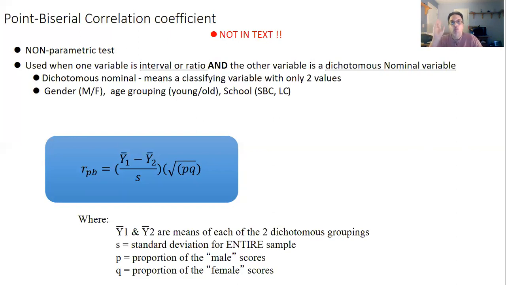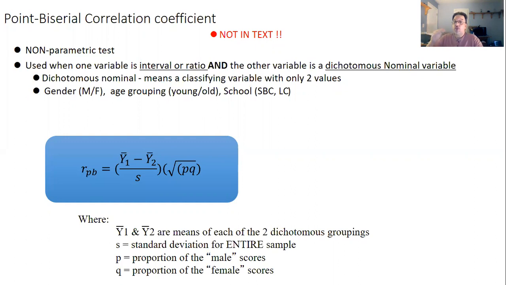Okay, so one column has to be interval or ratio data. So if there's any ordinal in this at all, you can't use this formula. The one column that's the numeric value has to be interval or ratio. The other column has to be a nominal classification, and there can only be 2 groups. If there are 3 groups, you can't use this. Nominal variable, 2 groups only.